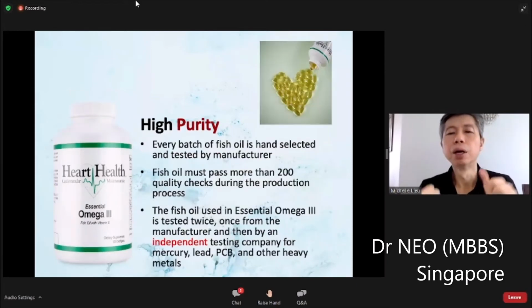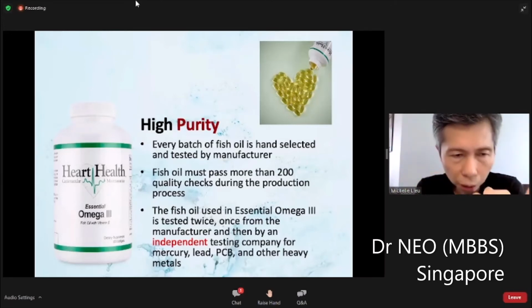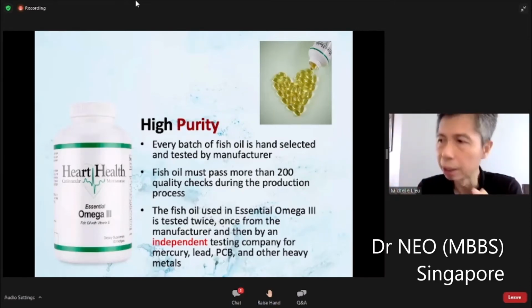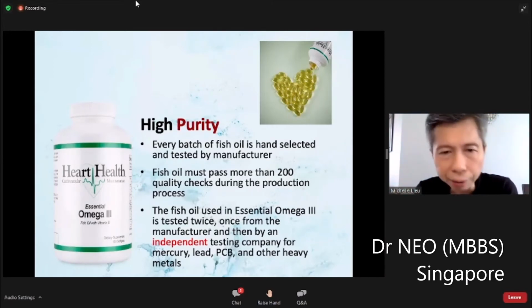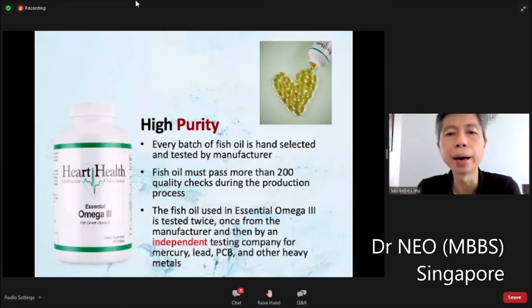Now the next consideration is this: is the fish oil that you're taking molecularly distilled, and independently tested by another company? Well, guess what? This particular product is. It is molecularly distilled to remove any possible remnant toxins and heavy metals. It has to pass through more than 200 quality checks during the production process. This oil is not tested once, but twice, once by the manufacturer and then by another independent testing company, for mercury, lead, PCB, and other heavy metals.